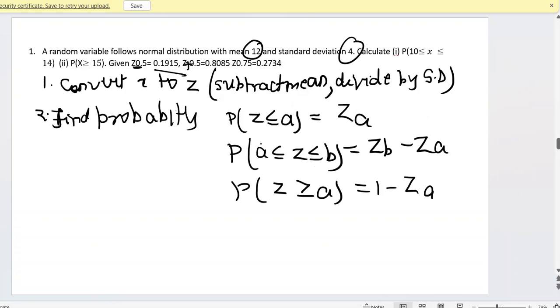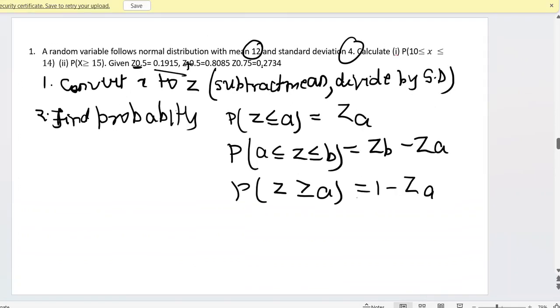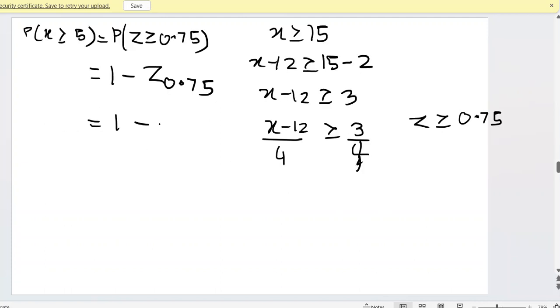Whenever we have P of z more than or equal to a, it becomes 1 minus ZA. So 1 minus z of 0.75. Now over here, the value for z of 0.75 is given as 0.2734. It depends on what is given. If in the question something else is given, use that. Now when we do 1 minus 0.2734, we get 0.7266. With this, we have solved the current problem.